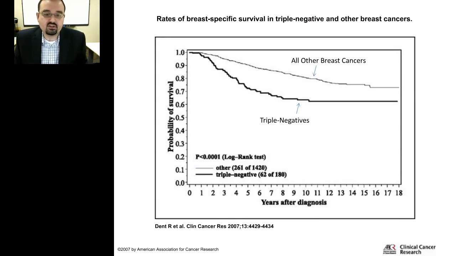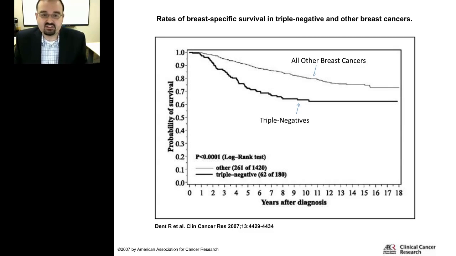Some in the audience may already know what triple-negative breast cancer is, but for those who don't, I'd like to introduce the disease and how we define it. So first, a patient with a diagnosis of breast cancer is going to have a biopsy of that primary tumor, and that primary tumor biopsy is going to be sent for pathology to have a variety of immunohistochemical stains.